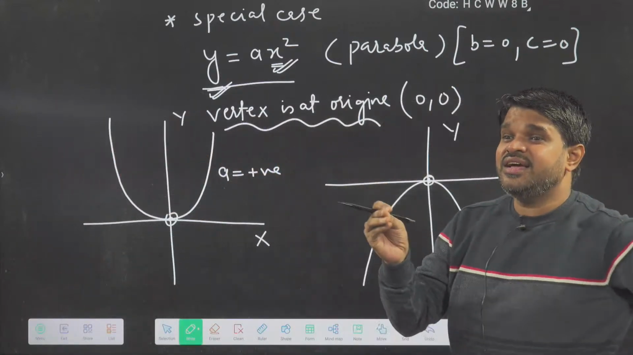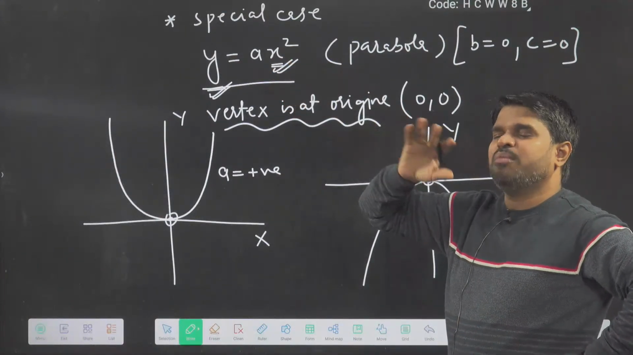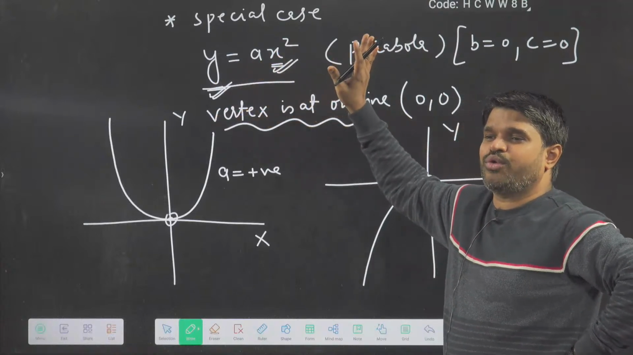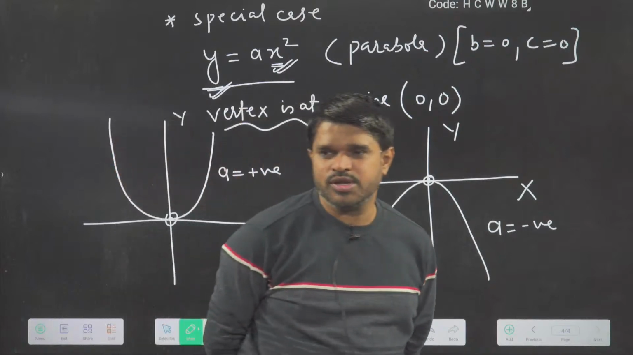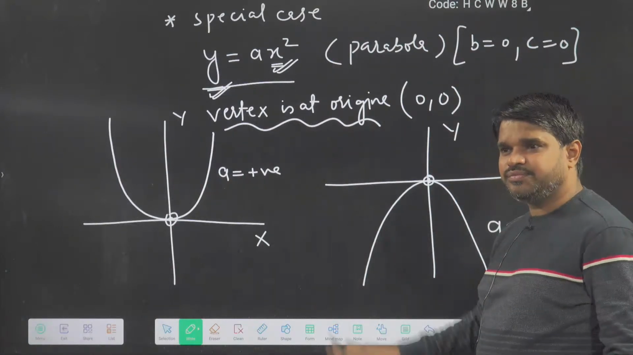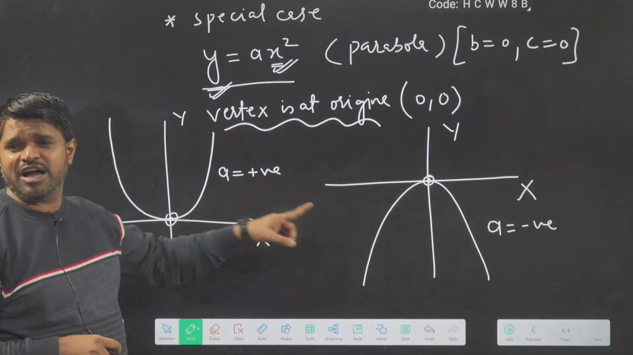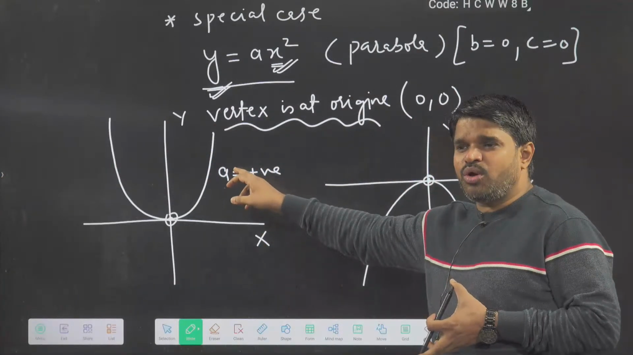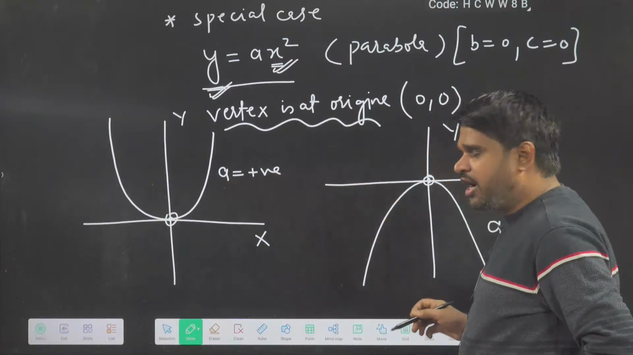Now in physics, we are going to get this kind of equation: y, some physical variable, is equal to some other physical variable squared. That's why we are focusing only on this kind of parabola. Got my point? Clear? Is it clear why one is facing up and why one is facing down? Any doubt? I hope it is clear. Okay, now let's continue.